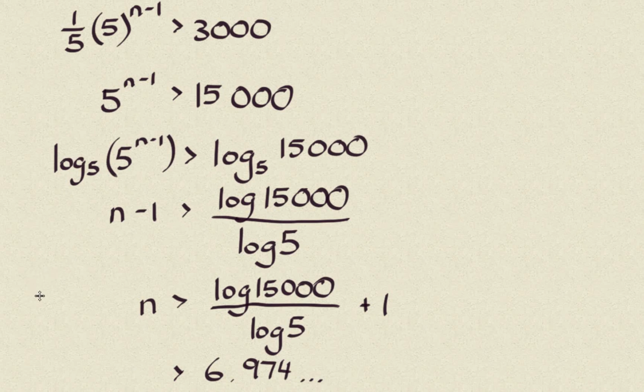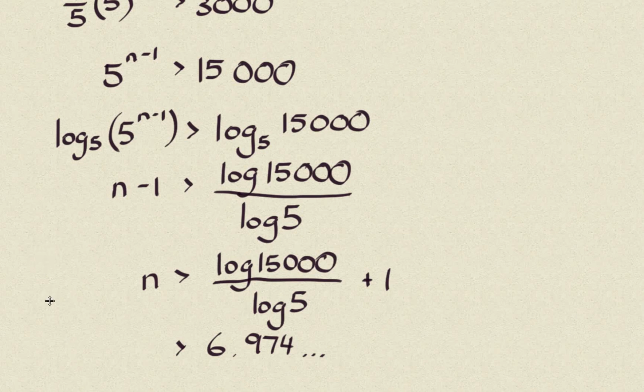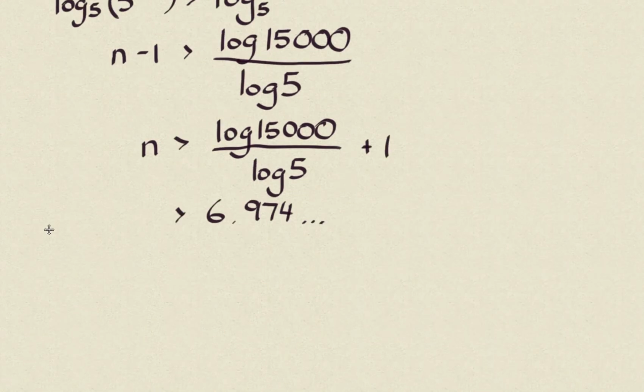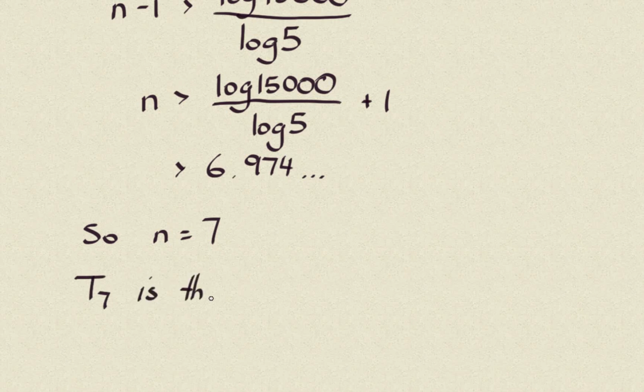So our n value, which has to be an integer, remember n values are natural numbers, our n values are just counting numbers. Our n value has to be greater than this. So the next value that's greater than 6.974 is 7. So n is 7. That means that the seventh term, T7, is going to be our first term to exceed 3,000.